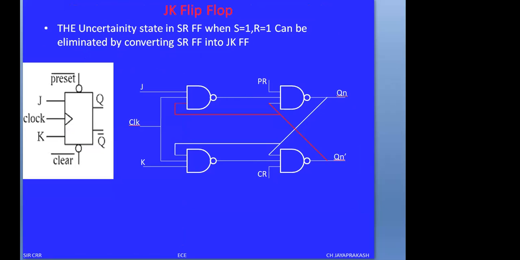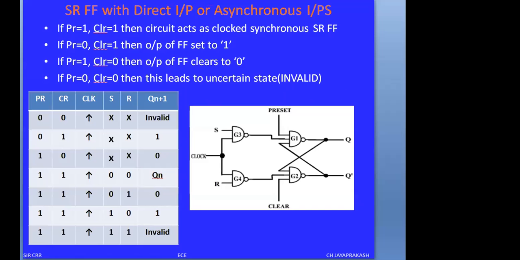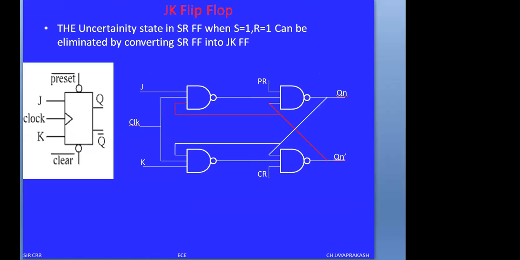We modified the same circuit diagram of the SR flip-flop, but we have altered the feedback connection. Observe the previous circuit: in the SR flip-flop, Q bar is connected to G1 and Q is connected to G2. Similarly, here Qn bar is connected to this. I am writing the notations here.